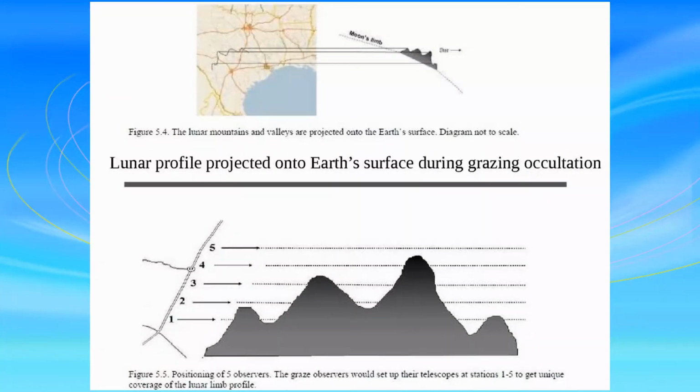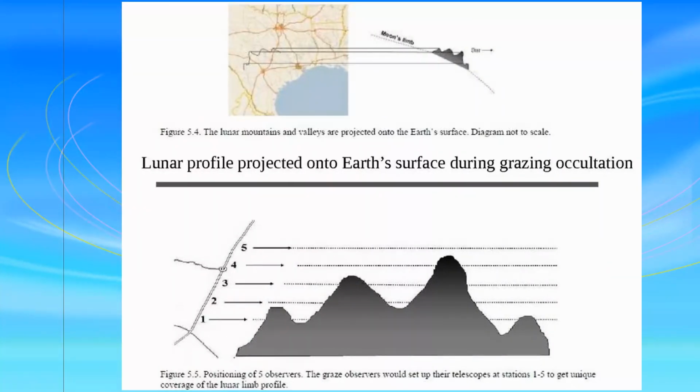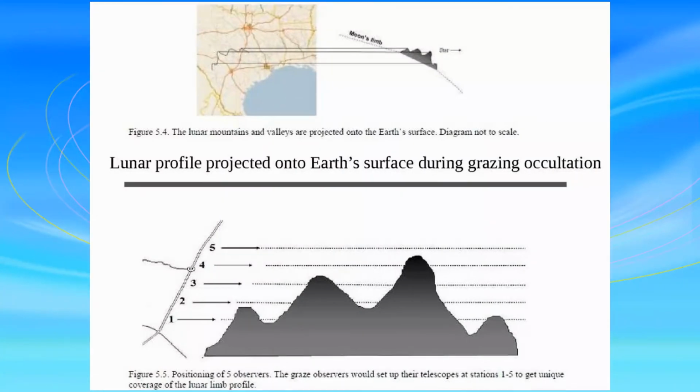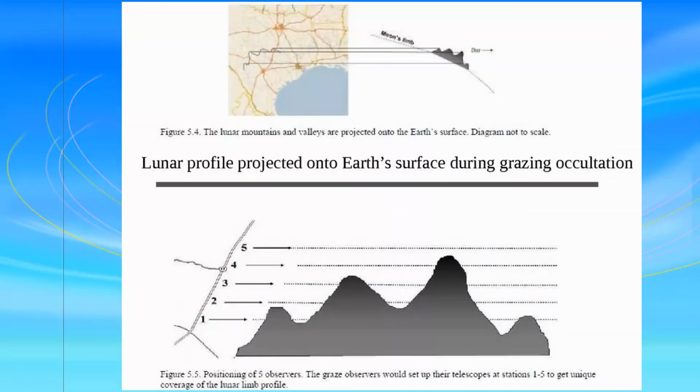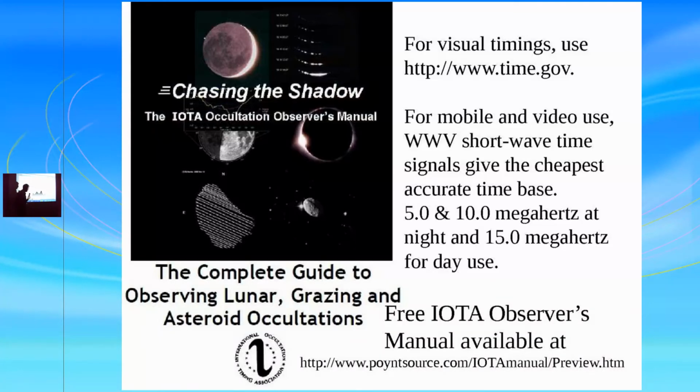Anyway, this shows the edge of the moon with the mountains there, and then it projects onto the Earth's surface the jagged edge of the moon, and it shows a road here. This is a map of Texas, because that's where it's from, and there are observers set up along the road, and different ones see different paths behind the moon, getting different chords. So this just shows the general idea. You can see it slightly better than that. Next slide.